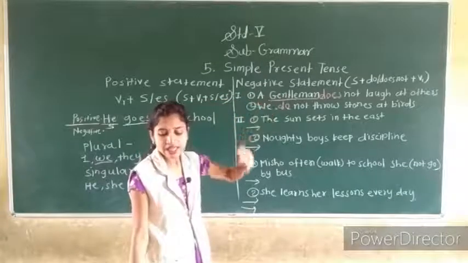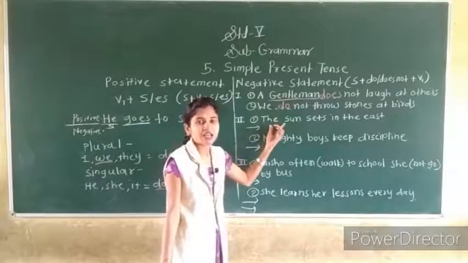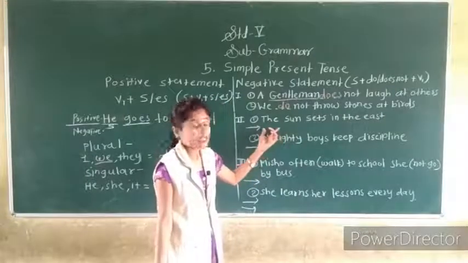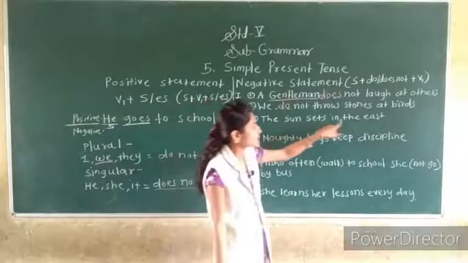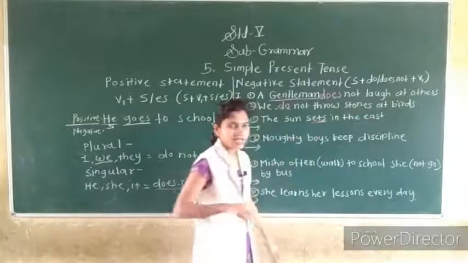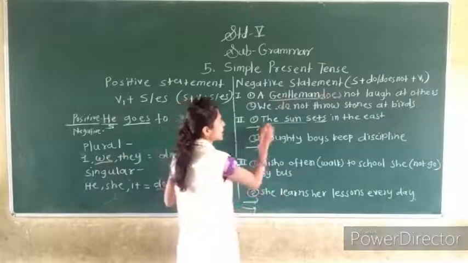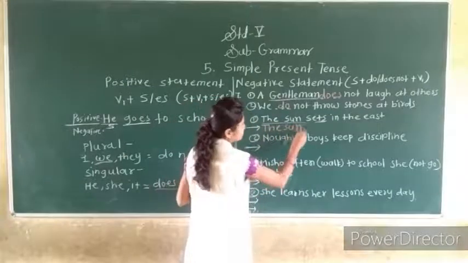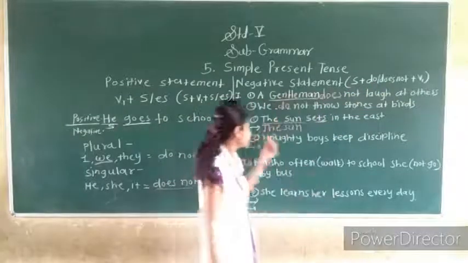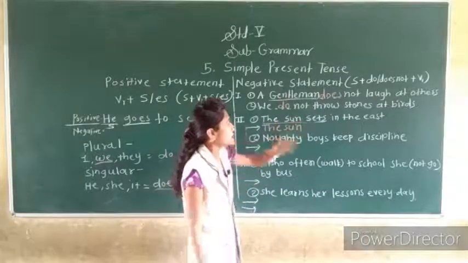Second, rewrite the following in the negative. Here the given statements are in the positive, so we are going to make them negative. See here: the sun sets in the east. The positive takes s or es. The sun is singular, only one sun. So take the subject, the sun. After the subject, what do we take? Do or does not. The sun is singular, so we use does not.